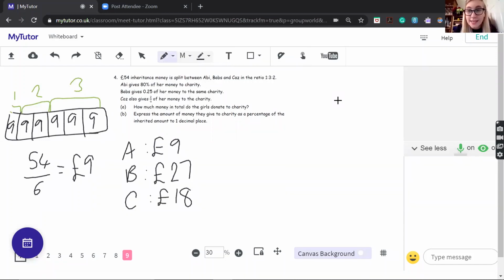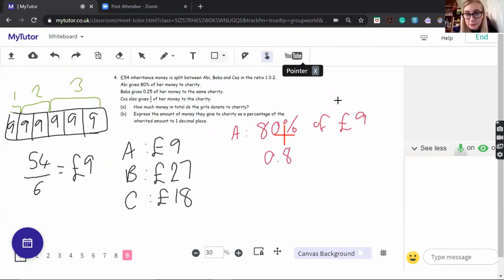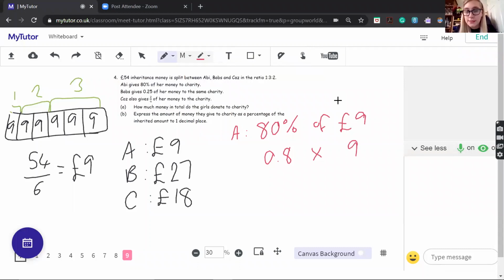Abby gives 80%. Let me do these in colours. Big fan of colours. So 80% of £9. Well, we're going to do it my favourite way, which is make this a decimal, 0.8. We've just imagined that there's a decimal point here and moved it 2 places to the left. Of is times, and then £9. 0.8 times 9 is going to give us £7.20. So 7.2.